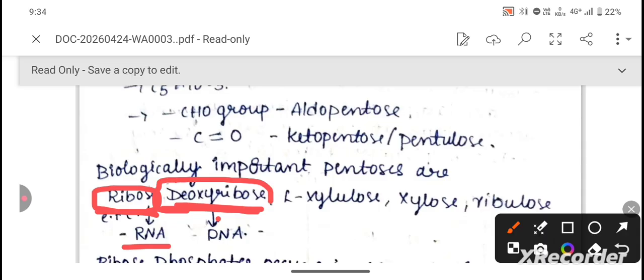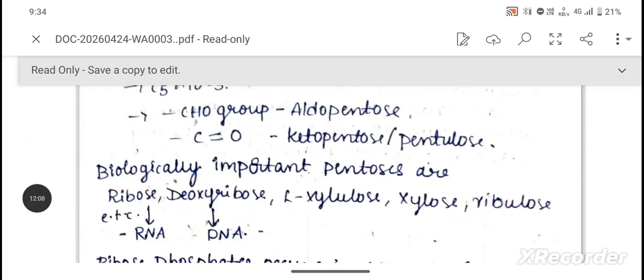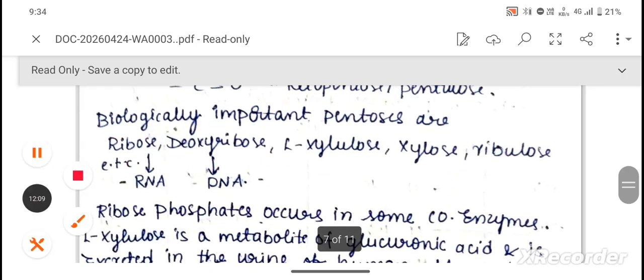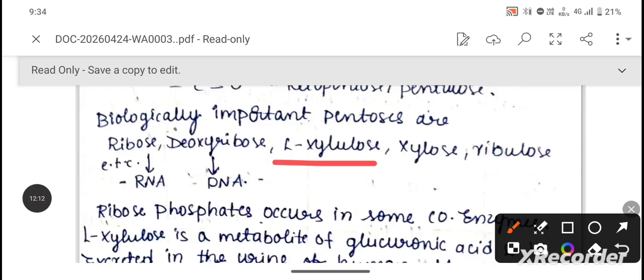So these are the well-known pentoses, which are ribose and deoxyribose. In case of xylulose, xylose and ribulose, again you can see these in plant metabolic pathways like the Calvin cycle. So these are some of the most biologically important pentoses.